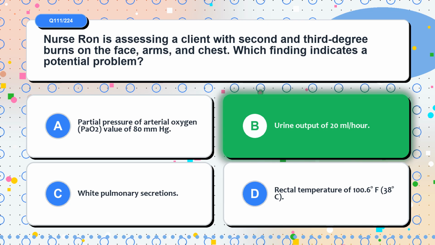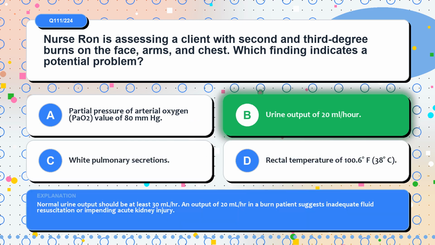The correct answer is option B. Urine output of 20 ml/hour. Normal urine output should be at least 30 ml/hr. An output of 20 ml/hr in a burn patient suggests inadequate fluid resuscitation or impending acute kidney injury.